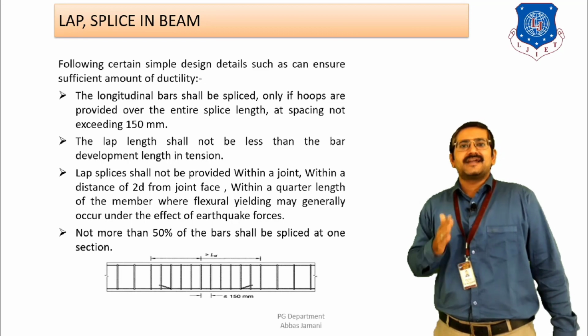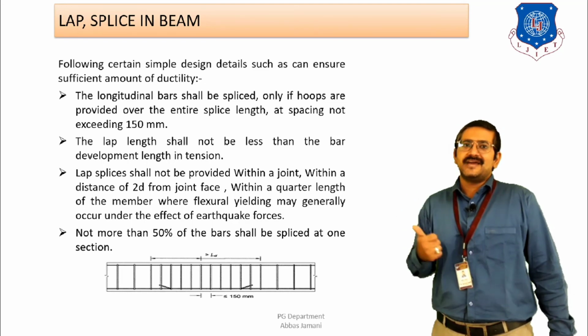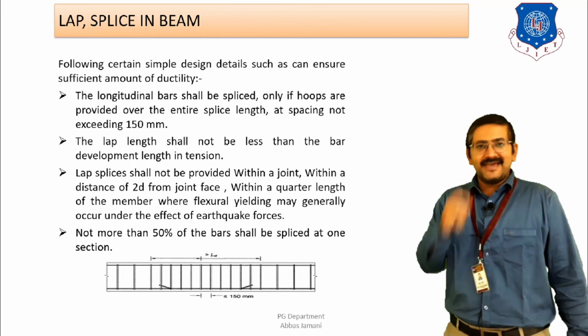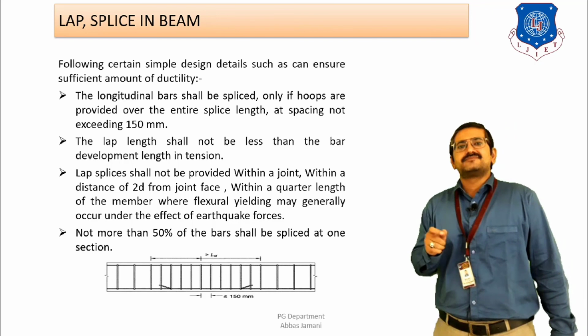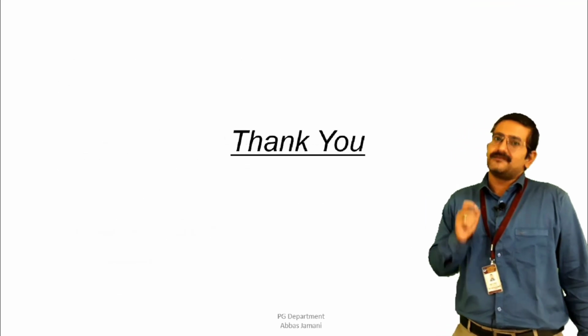All these three criteria may govern depending upon the situation, and these three criteria have to be checked, and accordingly the location of the lap splice has to be decided. And wherever the lap is provided, the maximum spacing of the loop should be 150 mm. It should not exceed 150 mm.